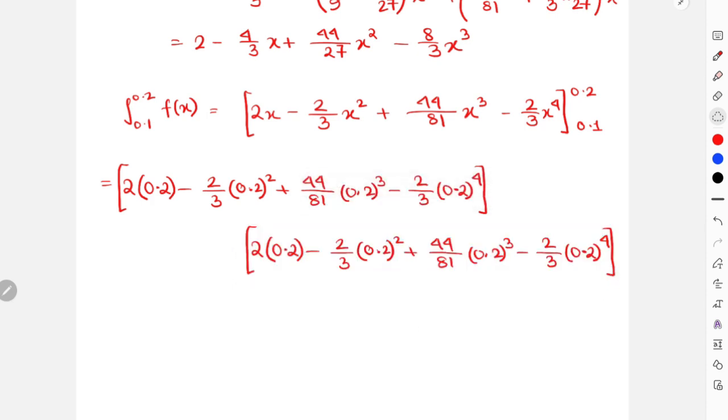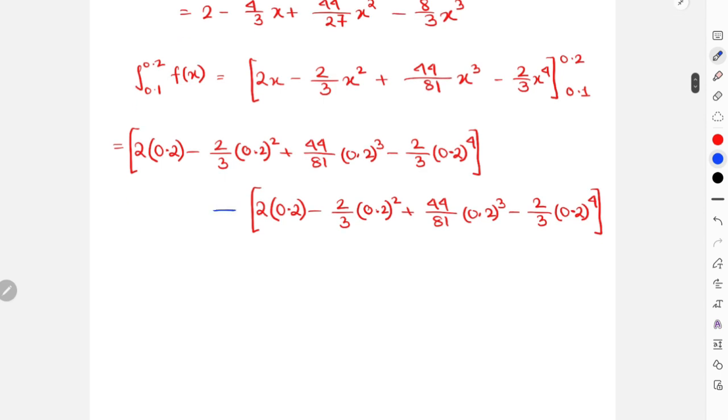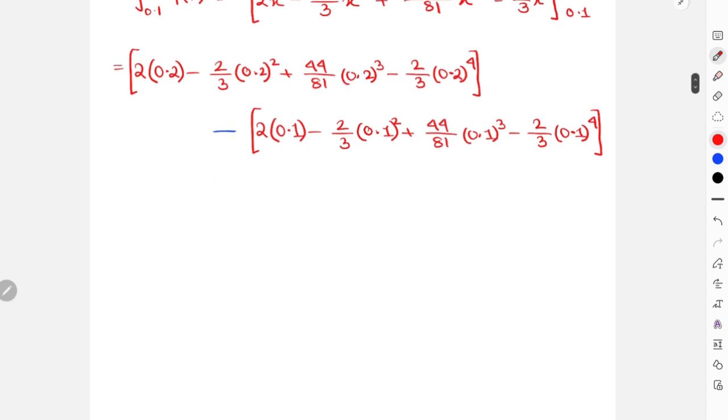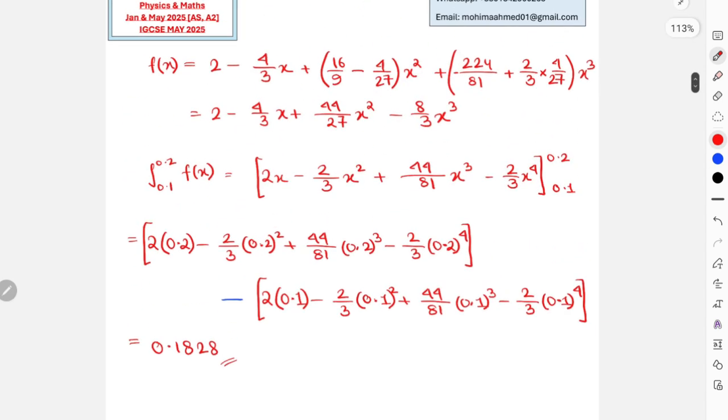The first expression has to be subtracted with the second expression. In between them they have a big subtraction, and this 2 will be changed to 1. This is going to be 1 square, 1, 1 and 1. If you write this all on your calculator, you will get the value as 0.1828. That is your final expression for the entire integration. This is the part E of your calculation also, and that is it for your binomial expansion.